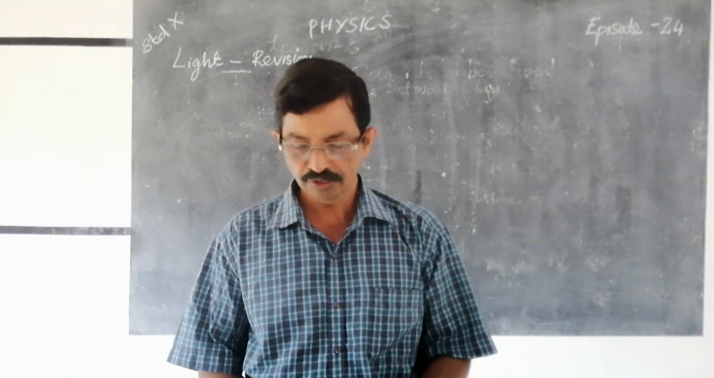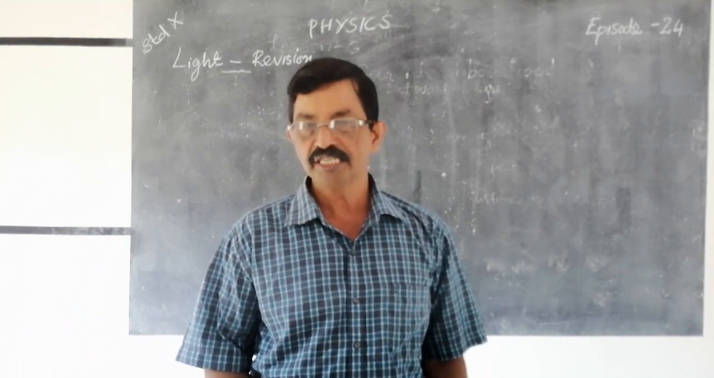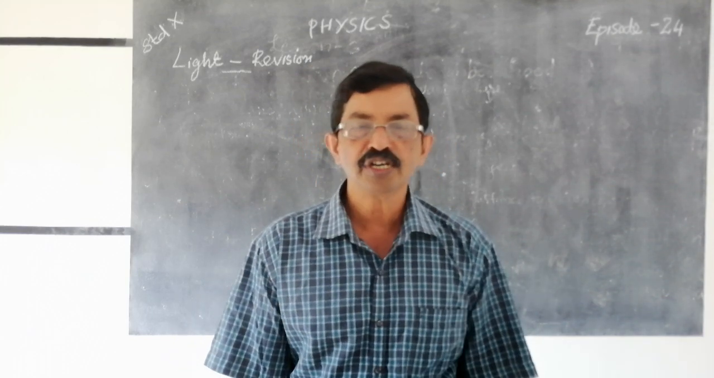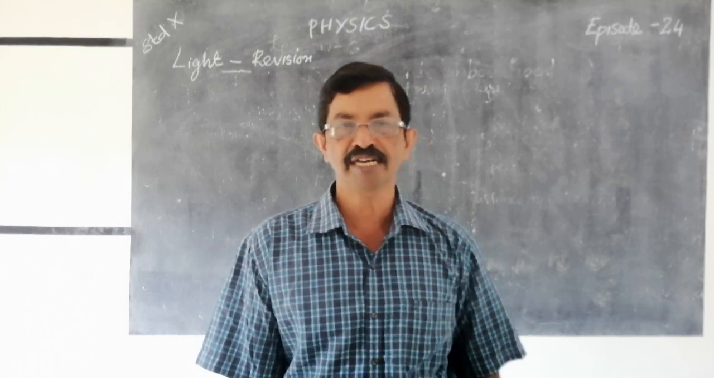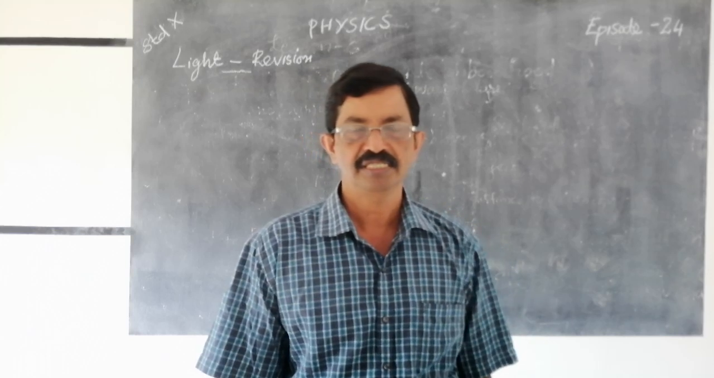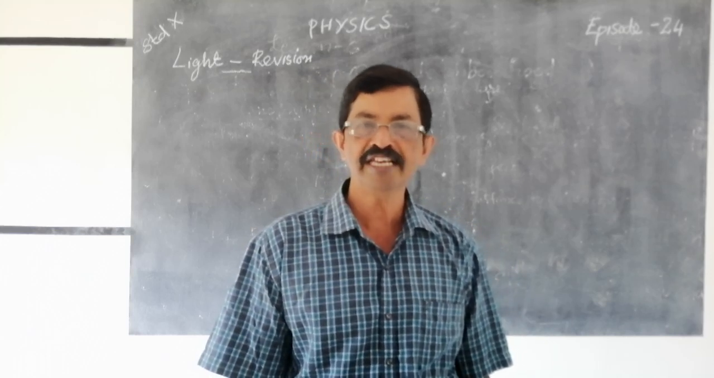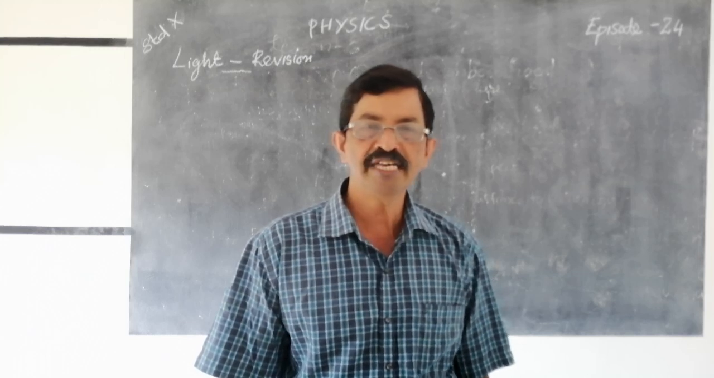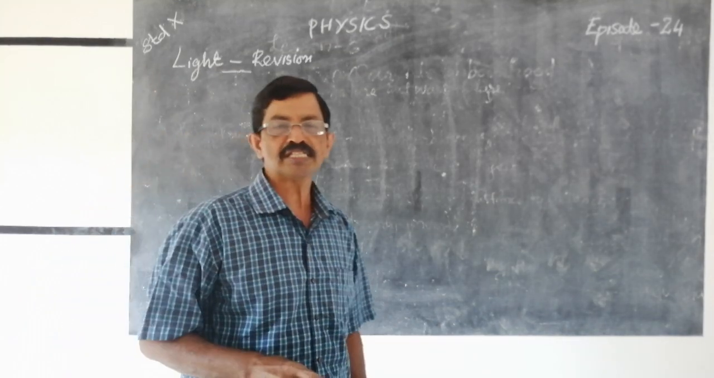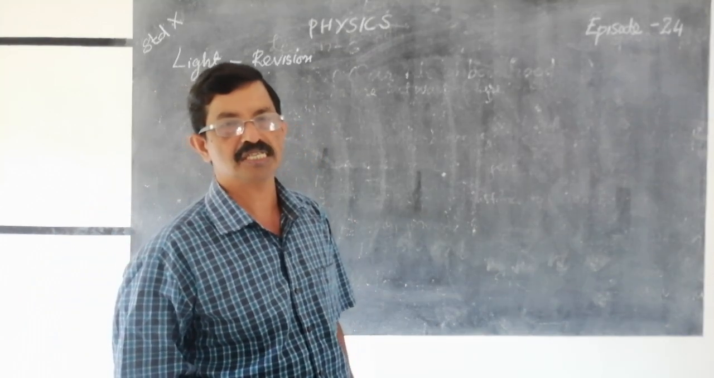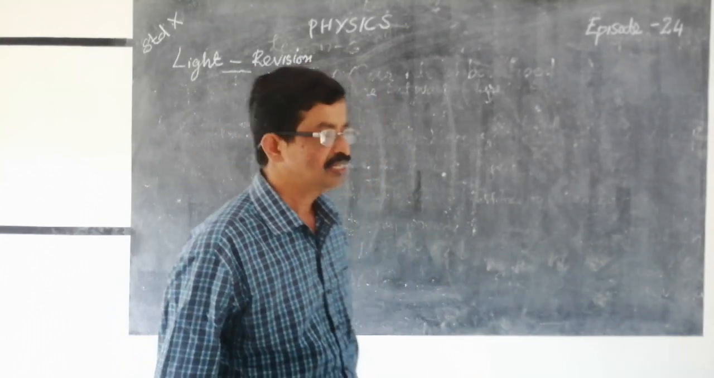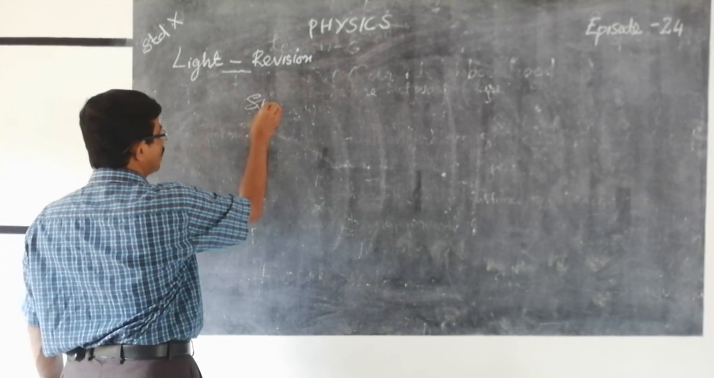Now, another question to you. What do you mean by a spherical mirror? Can you remember? Try to recollect it from your memory. What do you mean by a spherical mirror? That means a mirror with a curved surface, or a mirror which is a part of a sphere. That is a spherical mirror.